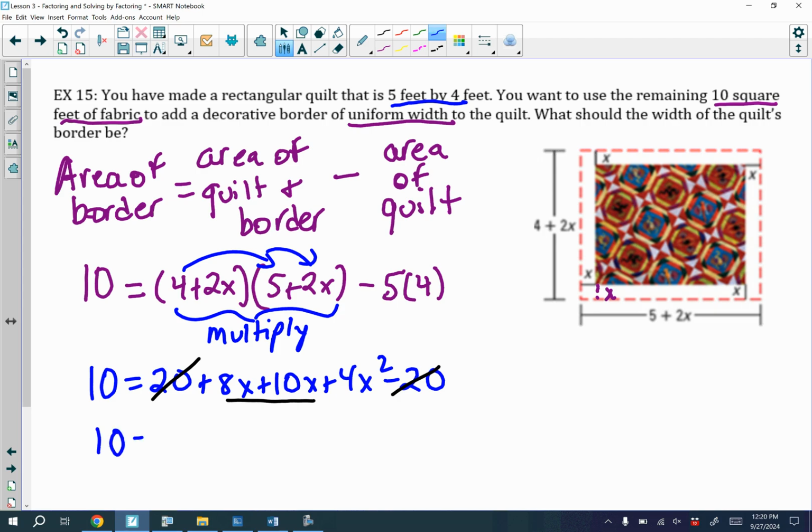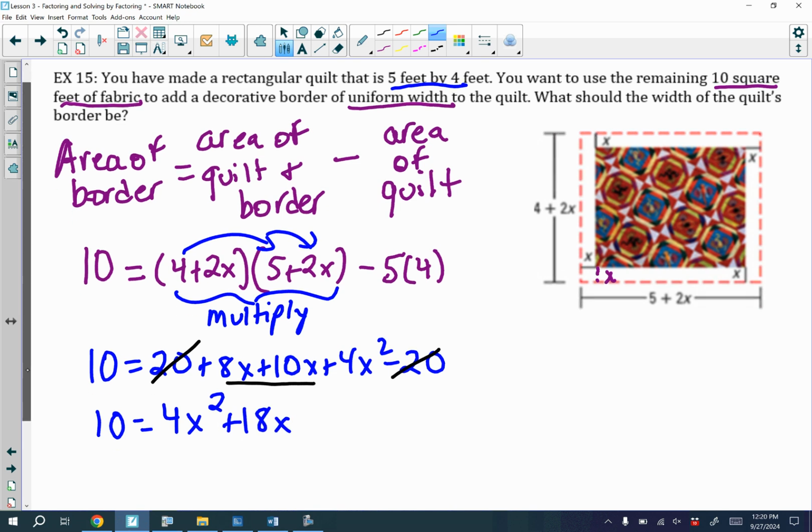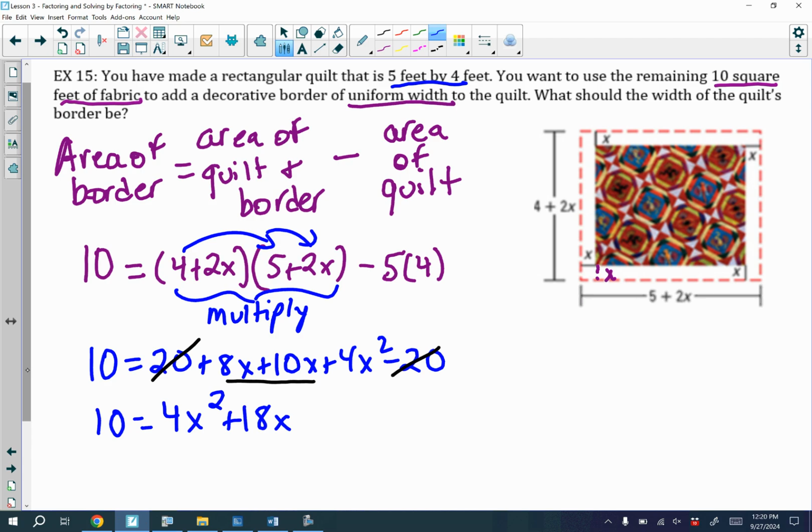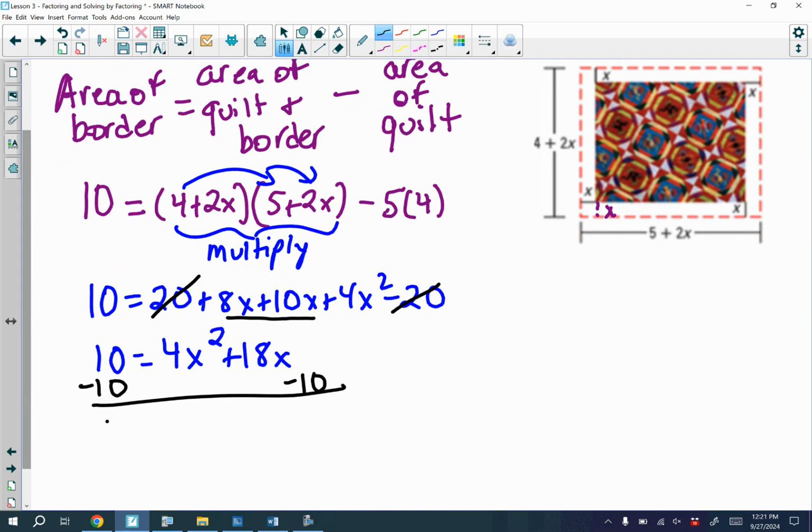Now we have 10 equals, and I'm going to rewrite this so it's in more of that standard form. Remember, ax squared comes first. We have plus 18x. What we've been working on is how to solve these equations by factoring. Let's go back to our steps. Remember, in order to solve by factoring, we've got to set our equation equal to 0. So I need to move my 10 over, so my equation is equal to 0. So I have 0 equals 4x squared plus 18x minus 10.